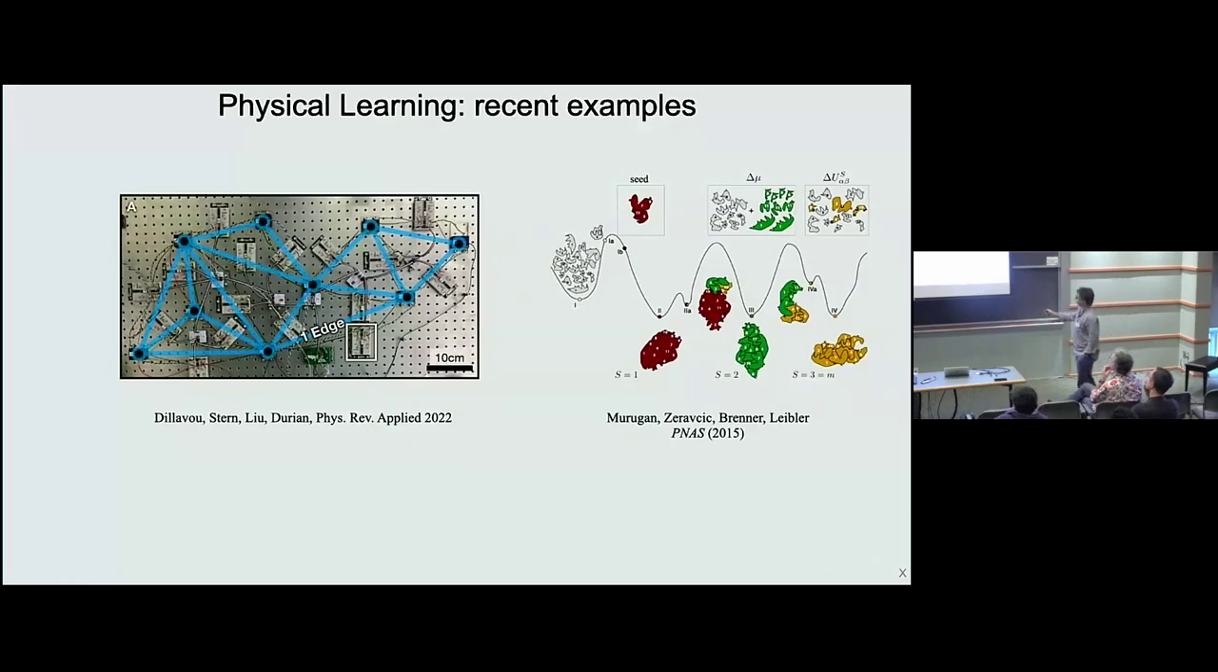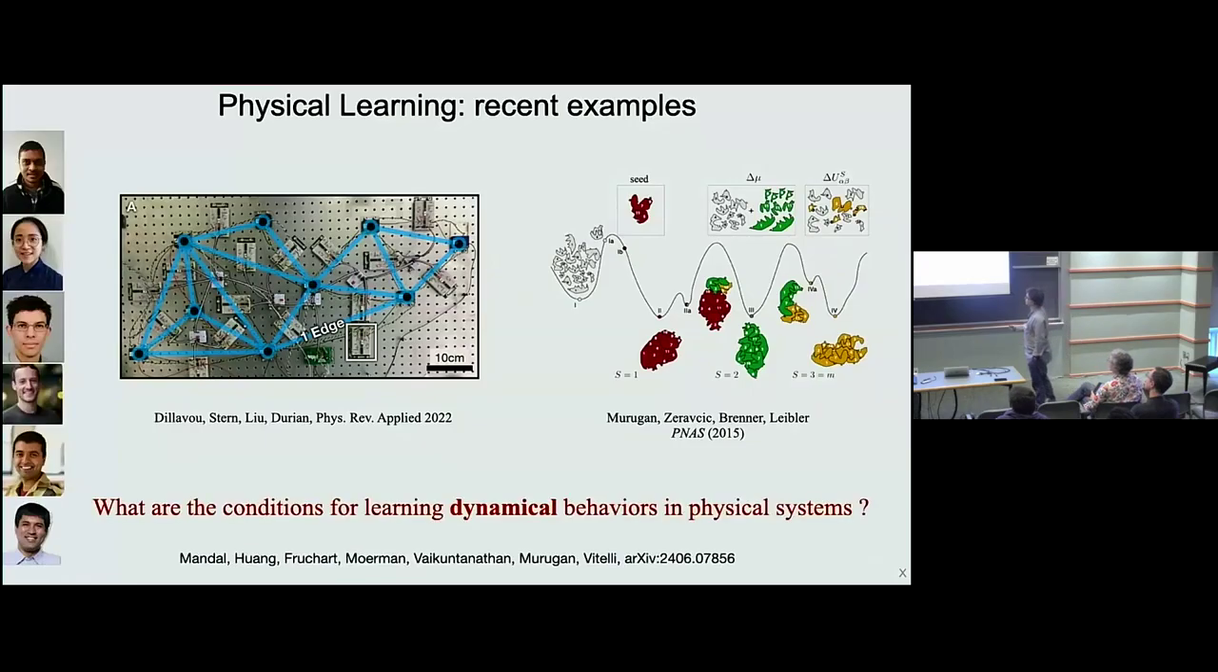But one of the features, to the best of my knowledge, of the majority of these systems is that what is being learned is a static property. For example, you learn how to assemble a lattice, or rather, the lattice that you assemble. You learn a moduli. The question that we had was, what are the physical conditions for learning dynamical behaviors in materials? What I mean by dynamical behavior is that you want to learn the pathway that leads to something, or a dynamical steady state, even of the simplest form.